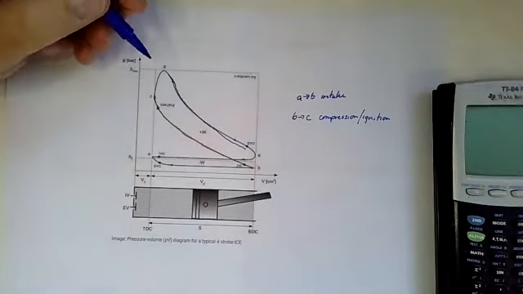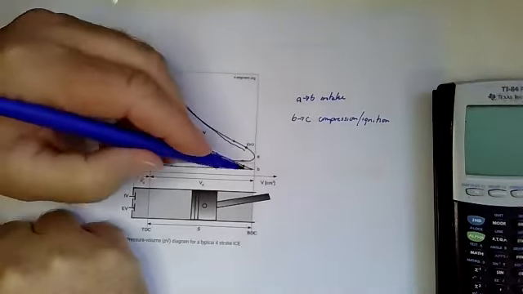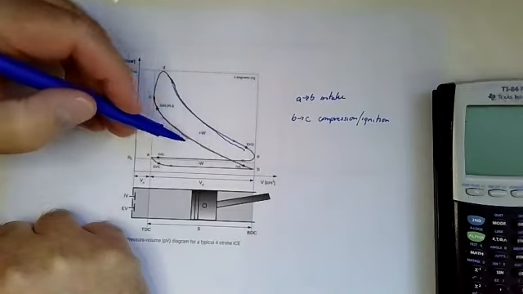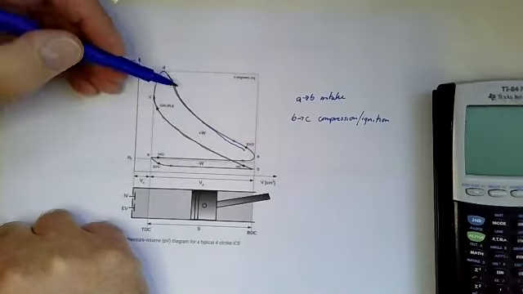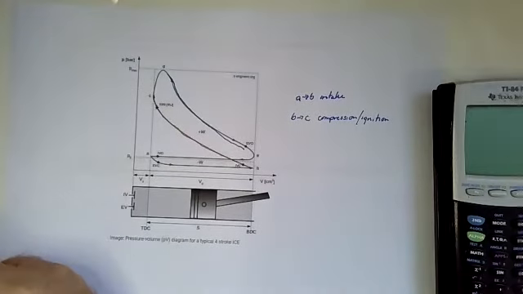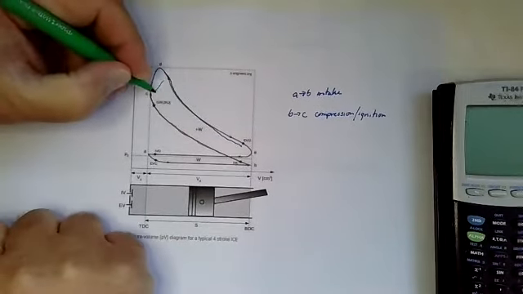And we know the area under the curve is the work done. But it took work to compress the fuel, and then we ignited it, and then it expanded. So this region between the two graphs is the net work done.